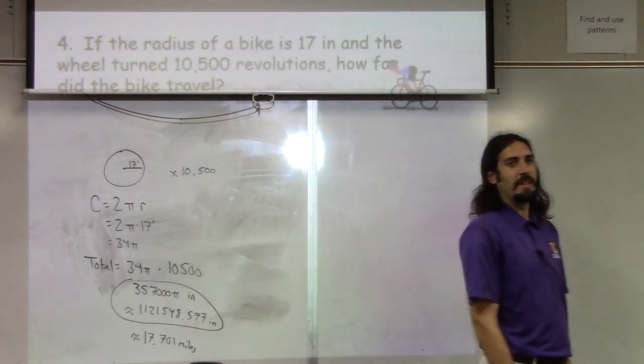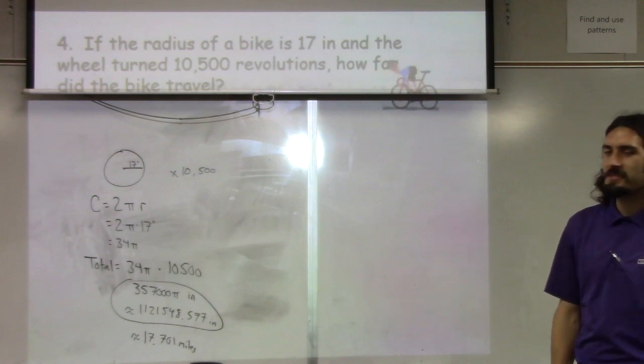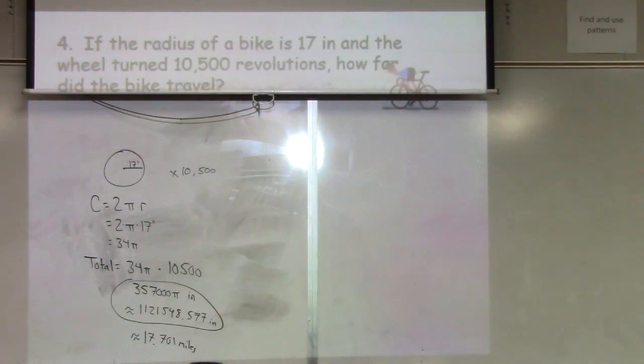You're not going to go up to someone and be like, I rode 357,000 pi inches yesterday. Like, no one talks like that. So you need the exact answers to get to the moon and build your bridges, but when you're communicating with those around you, we tend to use decimal approximations. Okay? So that's kind of the first chunk.